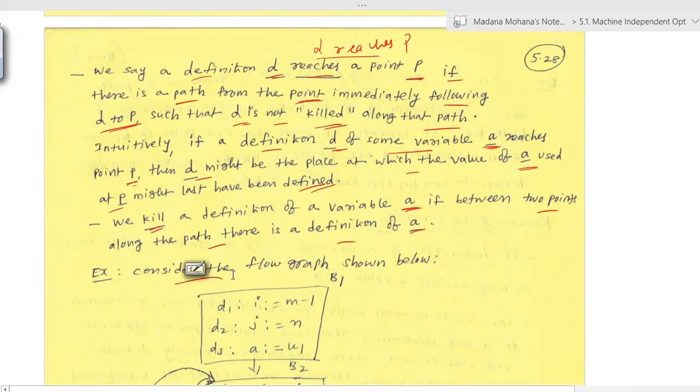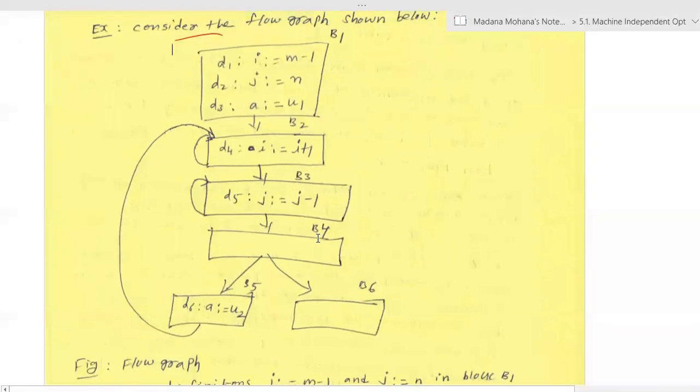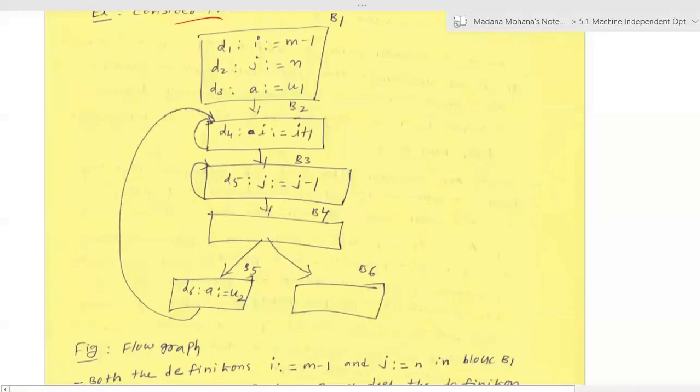Now let us see the same flow graph. In this example, consider both definitions of i and j in block B1. Here i equal to m minus 1 is D1. Then j equal to n is definition 2 in block B1.